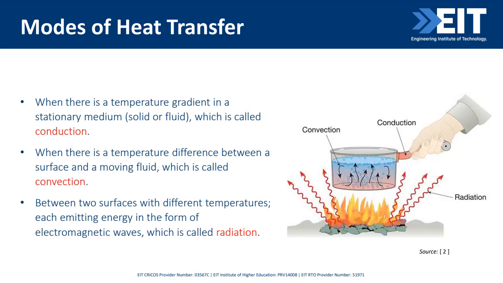Okay, good. So once we know that, let us briefly look at how the different modes of heat transfer work. Conduction happens whenever heat is transferred in a solid, in a stationary medium. It can be a solid or it can be a stationary fluid, but usually we will have that in solids. And how about convection? Convection is whenever there is a temperature difference between a surface and a moving fluid. So notice the difference here.